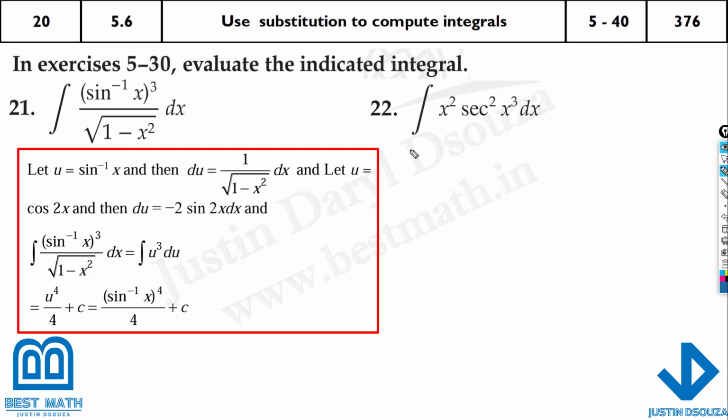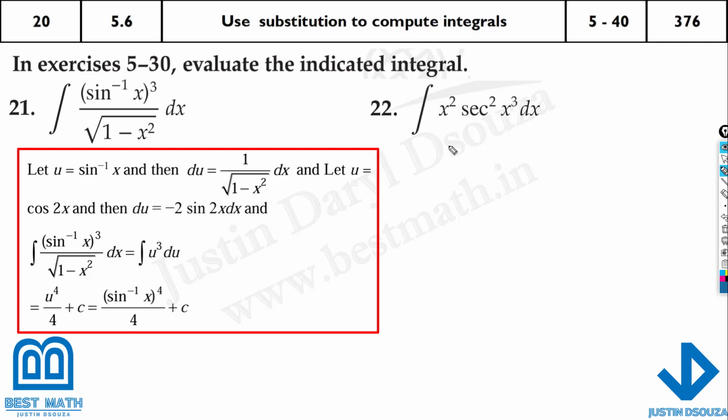Now, what about this one here? Look, secant square integration. I know it is tan x. So I'm not worried about this. I'm just worried about these two. So if I just assume x cube as u, that's more than enough. Because when you differentiate it, it'll be power 2, and I can cancel this off. Because integration of secant square is known.